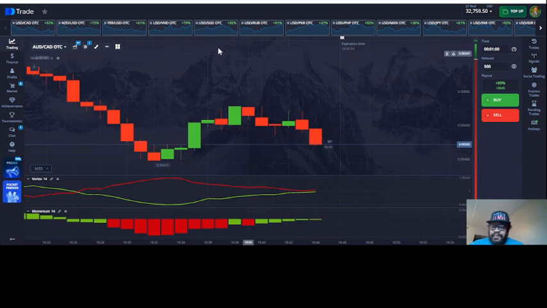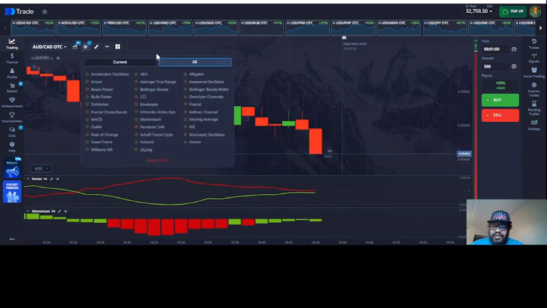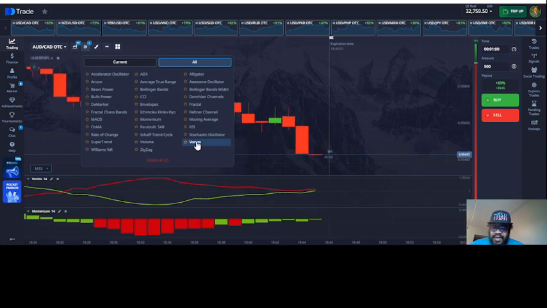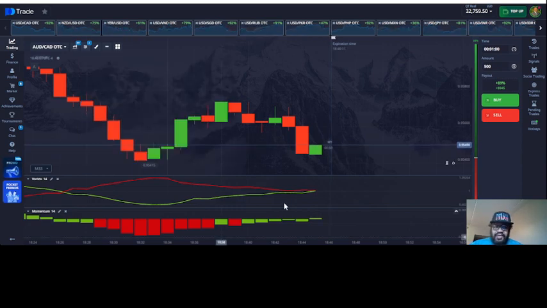Okay, so I'm going to be utilizing two indicators. If we click on our indicator icon here, the two indicators are the Vortex indicator here and the momentum indicator right here. When we check those two indicators off, we see the indicators here at the bottom of the chart.